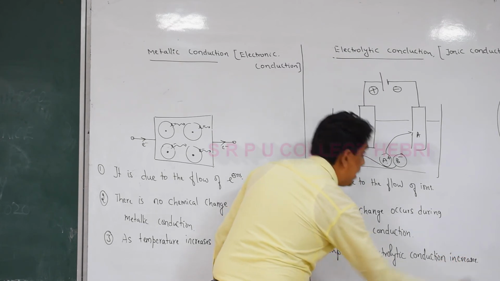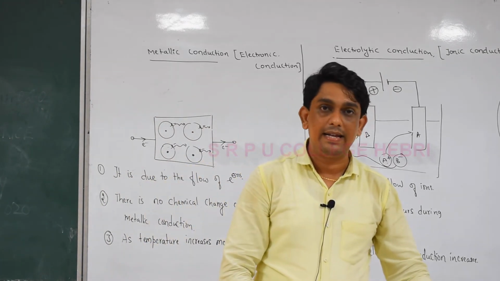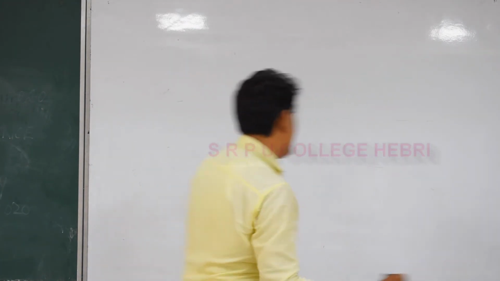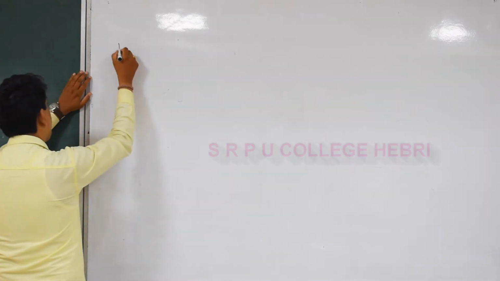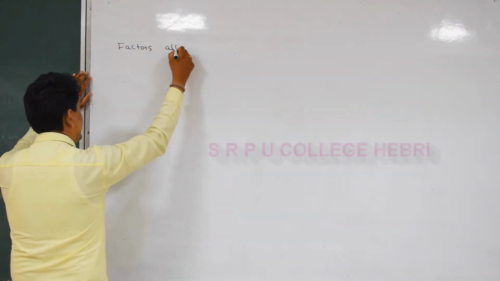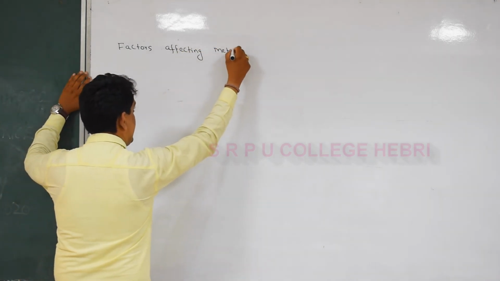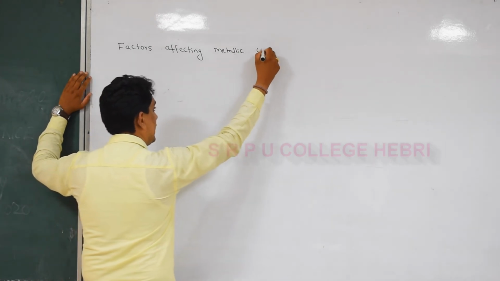So this is all about the differences between the electrolytic and metallic conduction. The side heading: factors affecting metallic conduction.